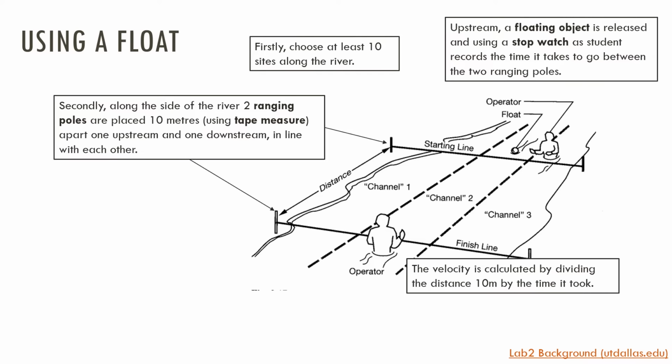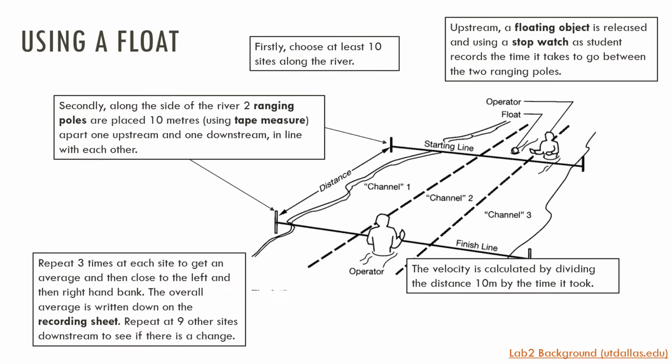And then the velocity is calculated by dividing the distance, 10 meters, by the time it took, to give you meters per second. You would obviously repeat this 3 times at each site to get an average, and then close to the left bank and then the right hand bank, again multiplying that by 3, and so the overall average is written down on the recording sheet. Then you'll repeat at 9 other sites downstream to see if there is a change. So that's how you would record velocity using a float: 2 ranging poles, 10 meters apart, and record the time it takes for a float to go between the 2 poles.